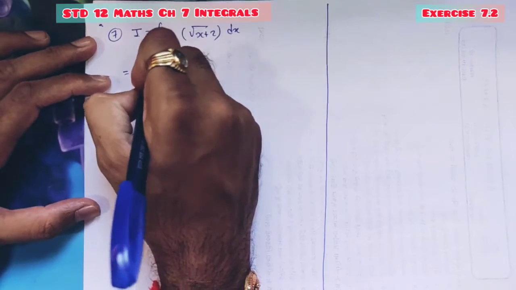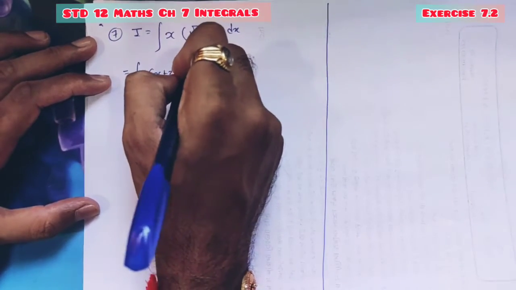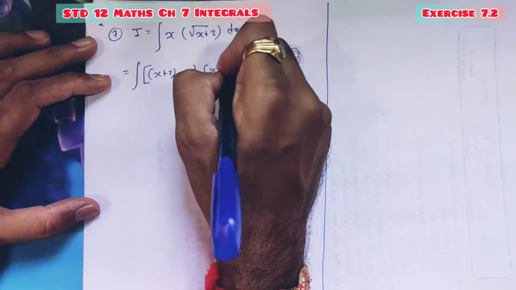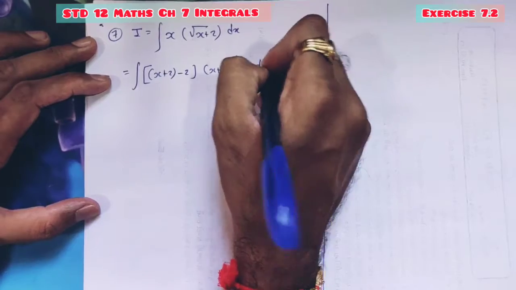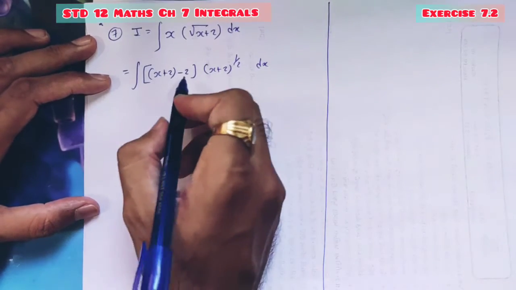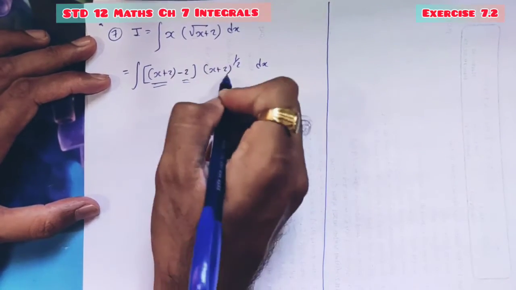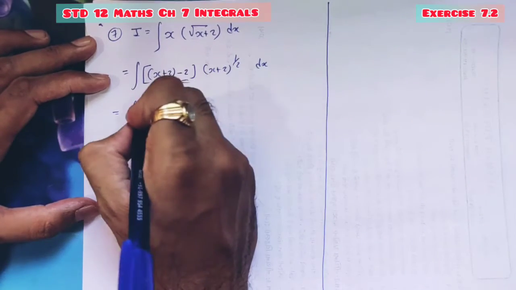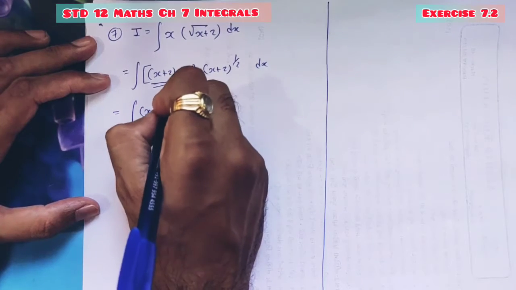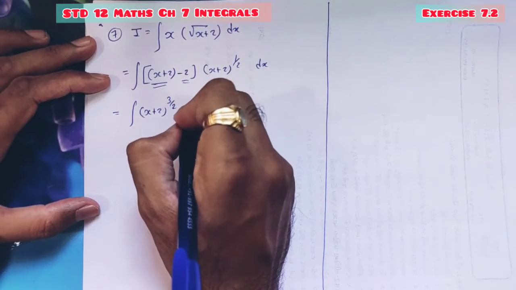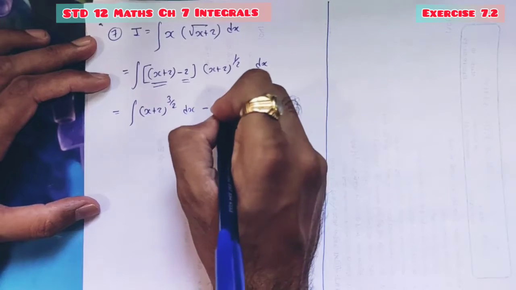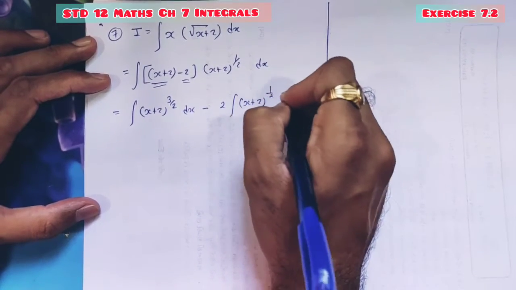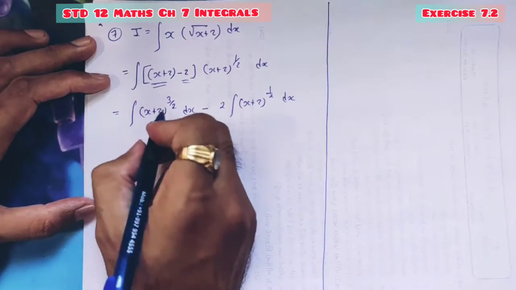Suppose here I am adding this 2 and also subtracting this 2, and also writing this x plus 2 as a power of 1 by 2 dx. So perform expansion over here. These two terms will multiply with this x plus 2 raised to 1 by 2. So here we are getting x plus 2 raised to 3 by 2 dx minus 2 into x plus 2 raised to 1 by 2 dx. What is the integration of this?